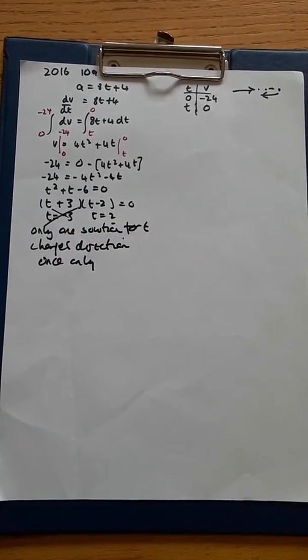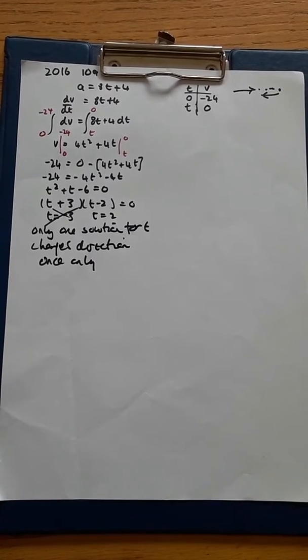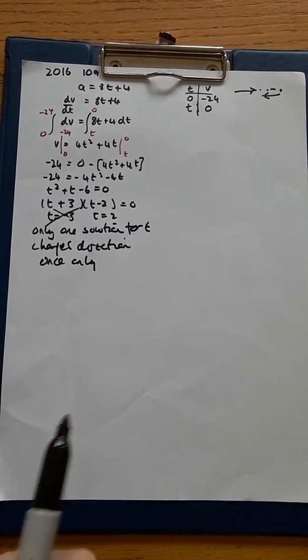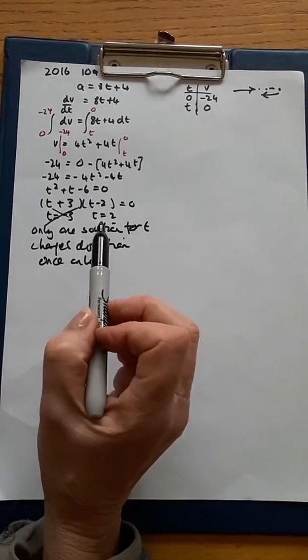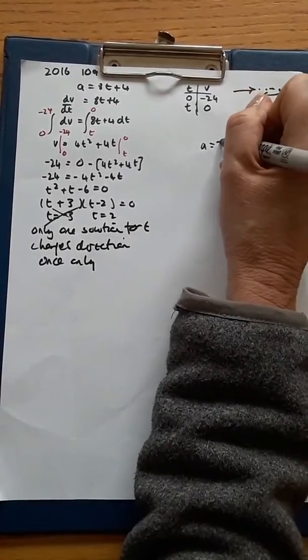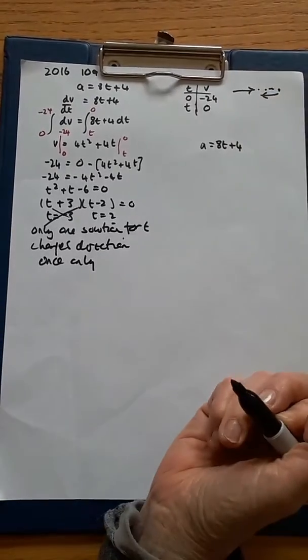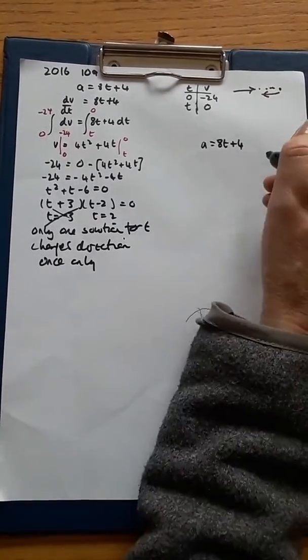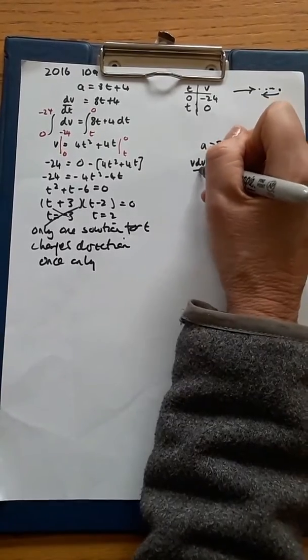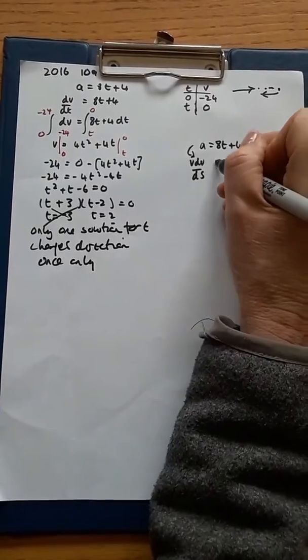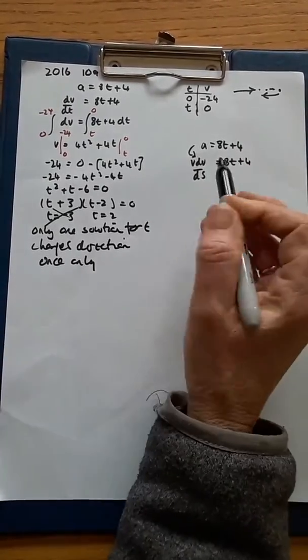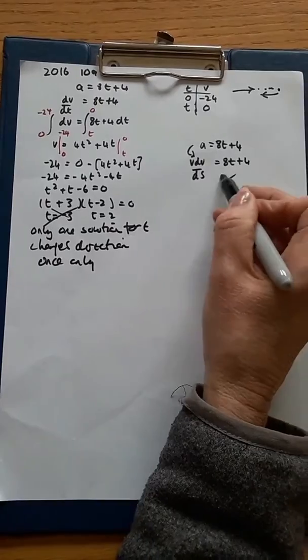So, the second part of the question says, find the distance travelled by P between time is equal to 0 and time is equal to 3. Right, the distance travelled. Now, this is my starting equation, a is equal to 8t plus 4. And if I want to get distance, I'm going to have to use v dv/ds, because that's the only one that's going to link me acceleration to a distance expression. But if I do this, look, I have three variables, v, s and t, so I can't use that.